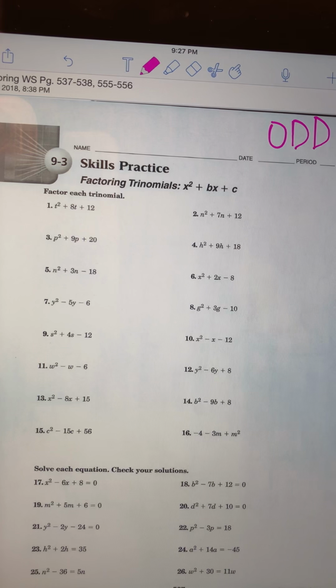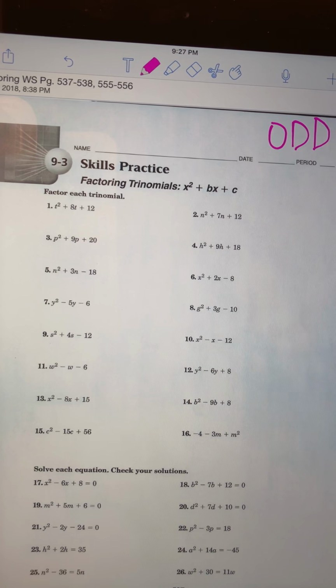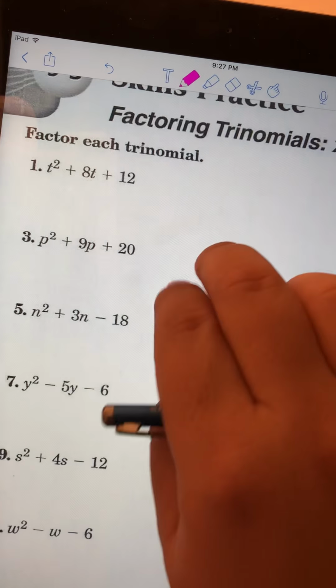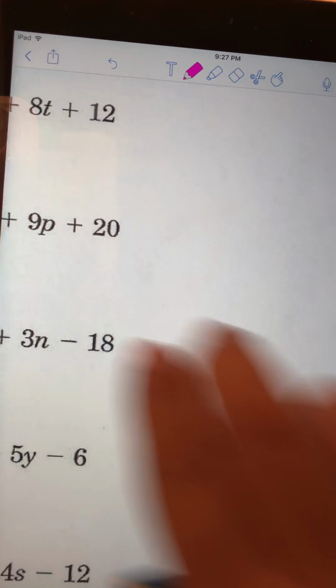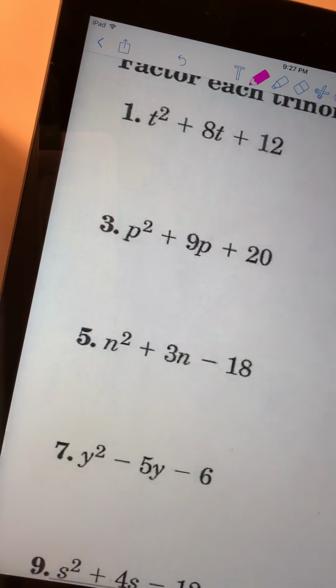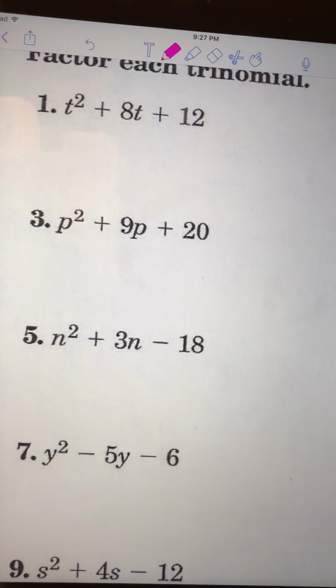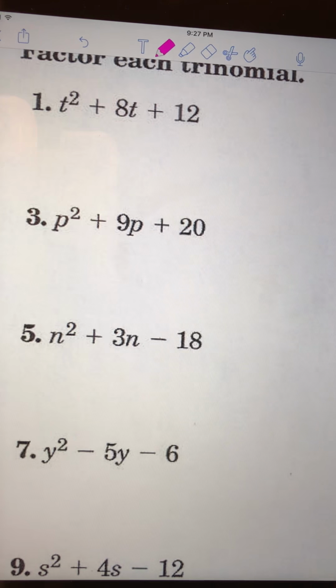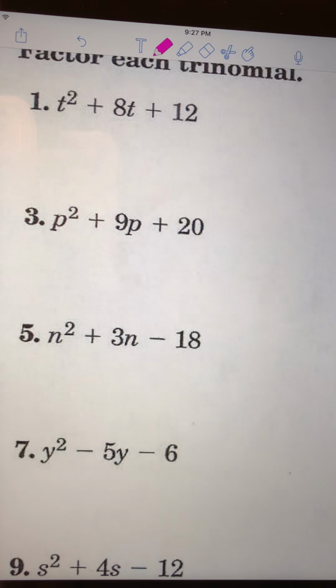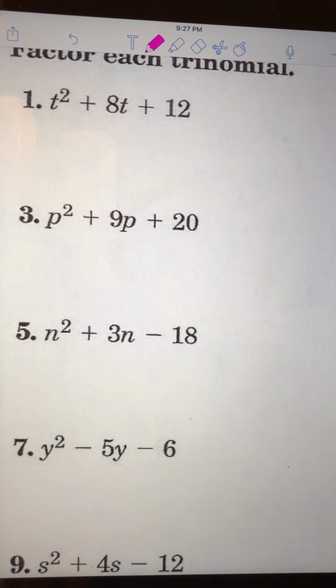Now some of these are pretty simple. So again, just a few techniques that we talked about. Okay, we talked about factoring the last term, also doing diamond factor. You can also use the box method.